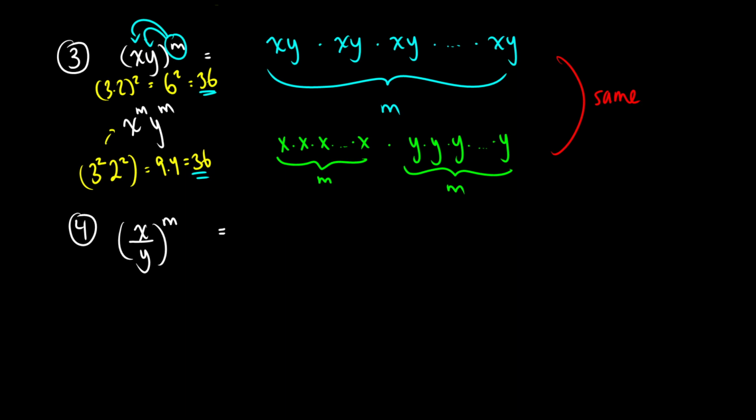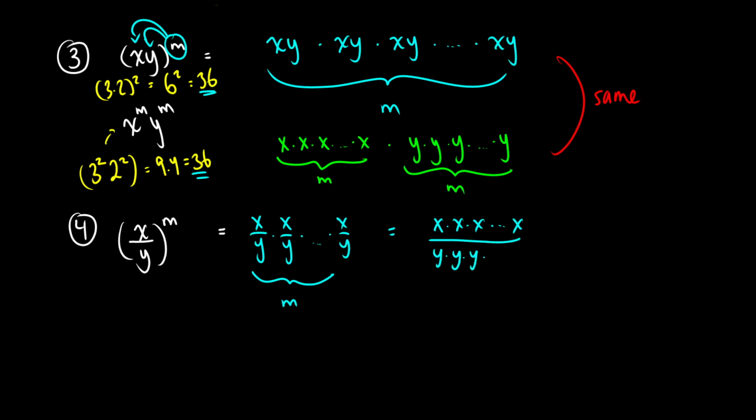Now the fourth example is division, and this works exactly the same way. So what we could do is we could have x over y times x over y, a bunch of times. So this happens a total of m times. Or we could write this as x times x times x, dot dot dot on top, divided by y times y times y times dot dot dot times y. And each of these on the top and bottom would happen m times. So this is really just equivalent to x to the m over y to the m. And a nice little visual way of thinking about this is just distributing it inside to each one.